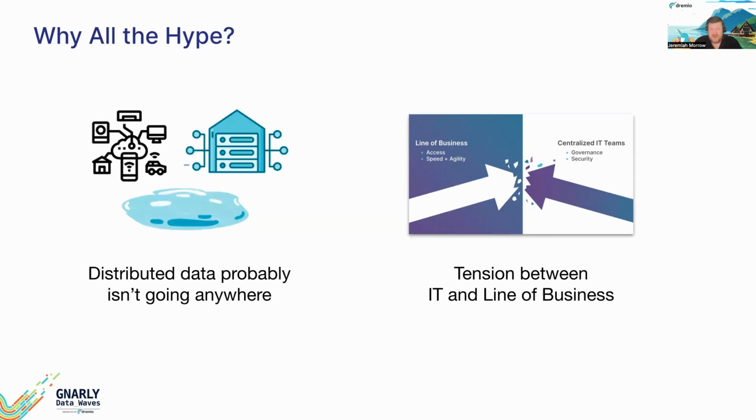If we implement this properly, we can address the needs of the line of business from an analytics standpoint and a data access standpoint. And we can also satisfy the requirements of central IT for security and governance. And we can make a distributed architecture and distributed data work for us instead of against us. But it obviously needs to be implemented the right way.